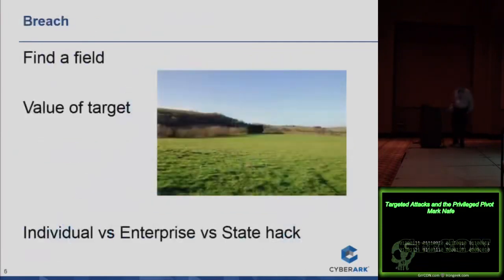So, how does it work? Let's look at our breach. If I'm going to hack somebody, first thing I want to do is I want to find a field, right? I want to look at the value of the target. What am I trying to get? Am I getting a credit card? Am I getting healthcare records, which go for $30 to $100 bucks? Credit cards aren't worth as much anymore. What do I want to get?